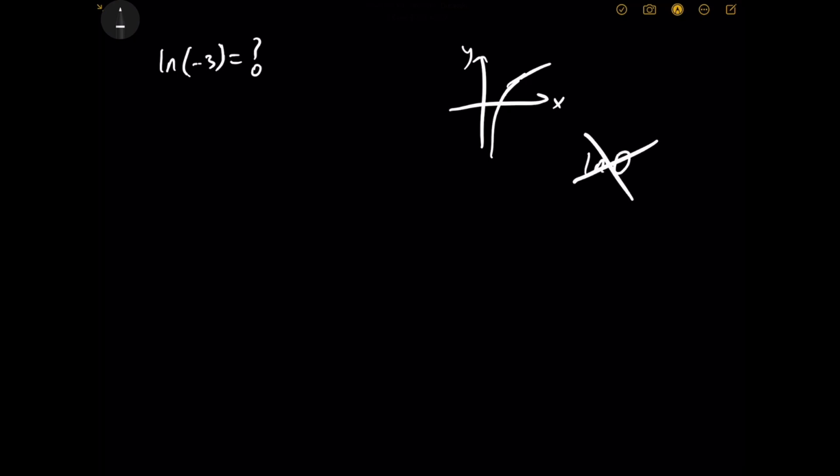Welcome everyone. In this video we are going to talk about how to take the natural logarithm of a negative number. For example, if I were to ask you what is ln of negative 3, you would say this is out of range because ln is defined for numbers that are greater than 0. Even ln of 0 is undefined as well. Okay, so you might say that to me and you would be right.